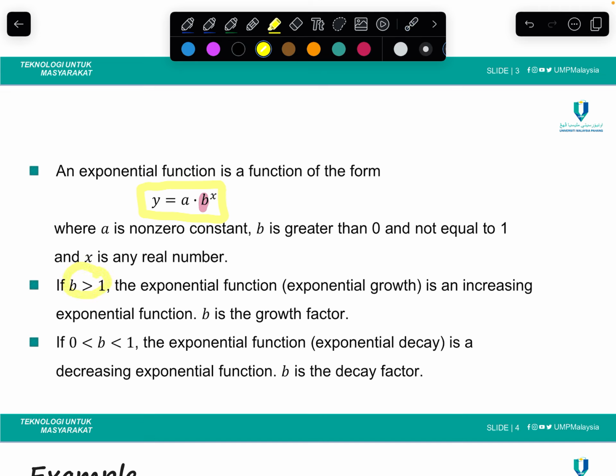If b is greater than 1, the exponential function is increasing, or we have exponential growth, and b is called the growth factor. On the other hand, if b is less than 1, the exponential function is decay, and b is called the decay factor. So it is all about b. It depends on whether b is greater than 1 or less than 1. If it's greater than 1, you will have a growth function, and if b is less than 1, it is decay.